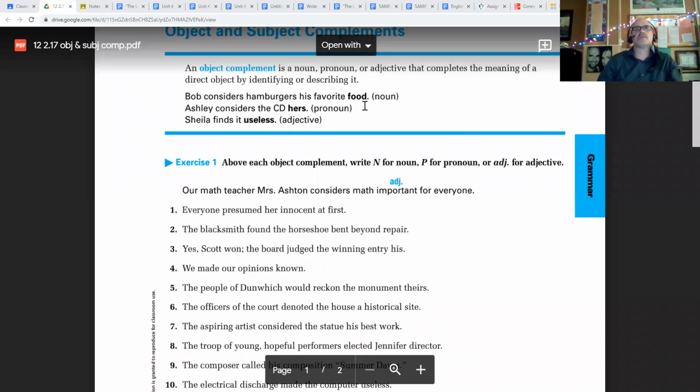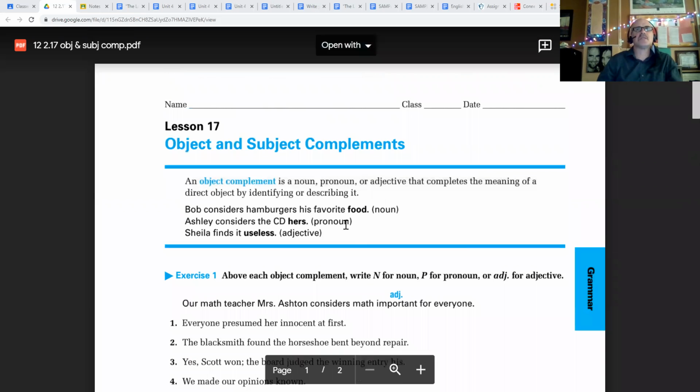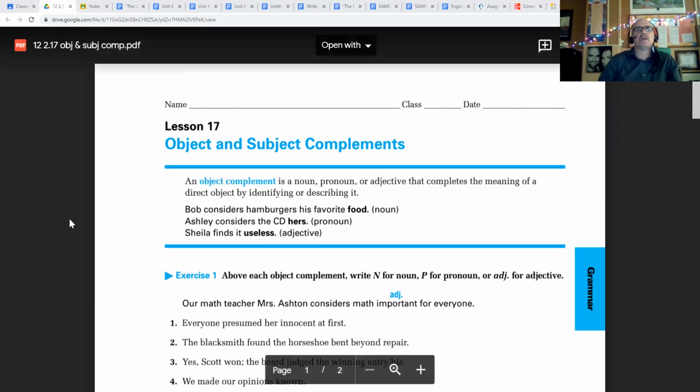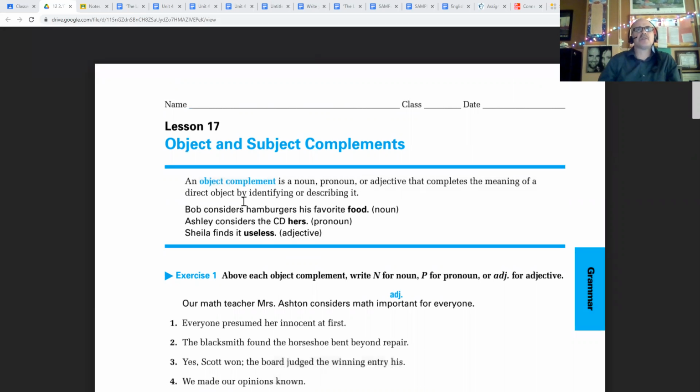I'm going to talk about your grammar lesson 17, and this is on object and subject complements. Okay, so an object complement is a noun, pronoun, or adjective that completes the meaning of a direct object by identifying or describing it. They're a little bit less common, and you're never going to have an indirect object and object complement. That just wouldn't work. So it's going to come after that direct object.